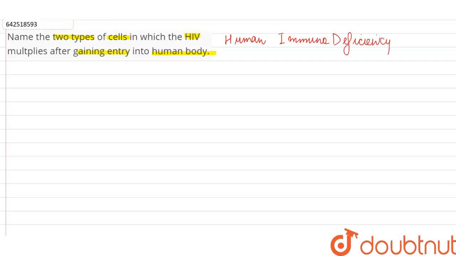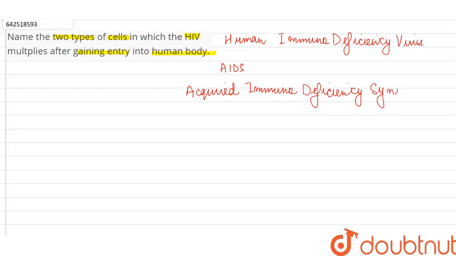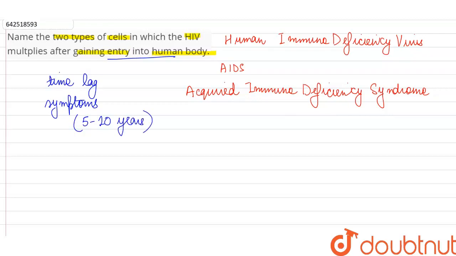and it is a causative agent of a very deadly disease which is commonly known as AIDS, that is acquired immunodeficiency syndrome. This is one of the most well-known STDs or sexually transmitted diseases, and we often see that there might be a time lag between the entry of this virus into our body and the appearance of symptoms. In some cases it is seen that symptoms appear up to 10 years later after the infection of HIV.